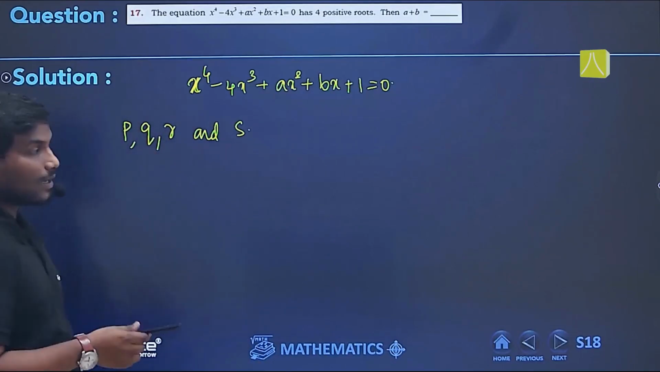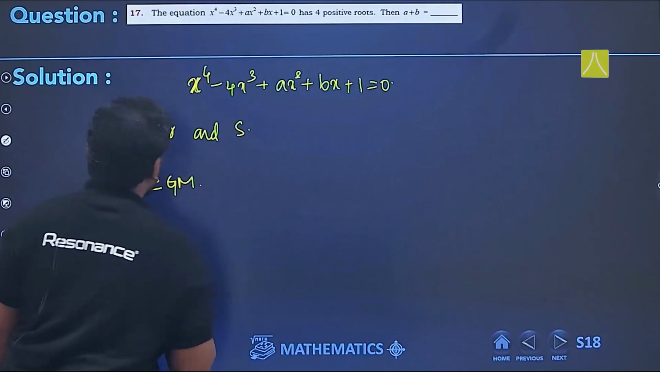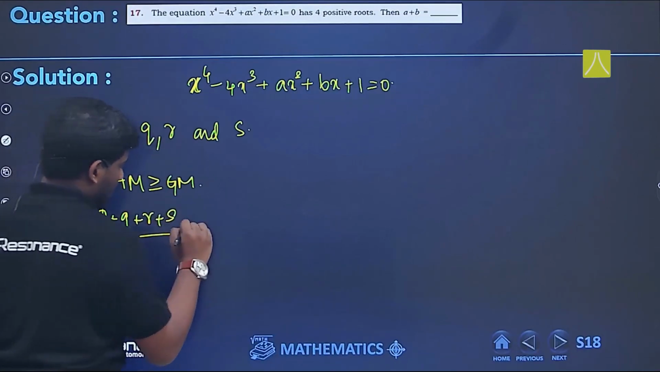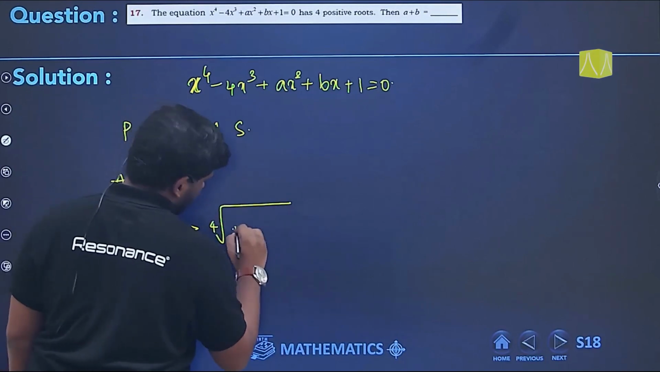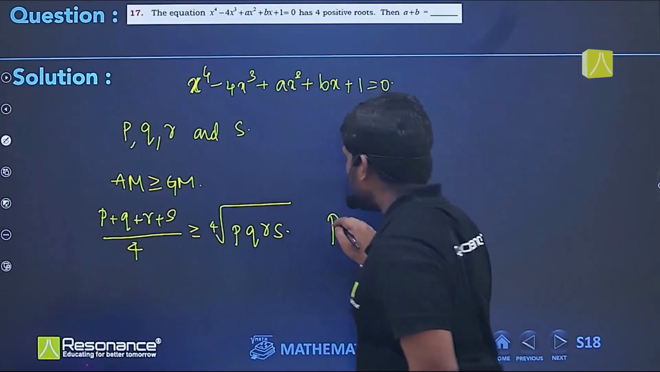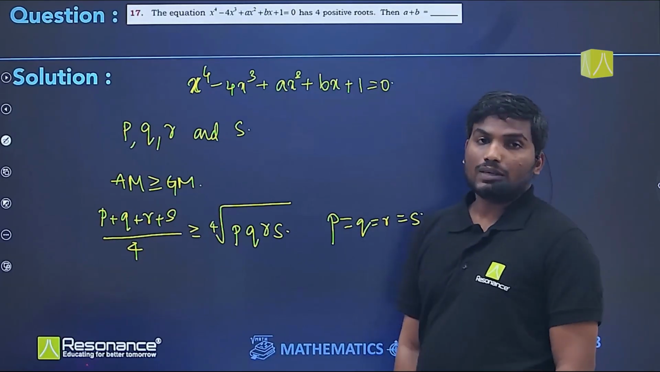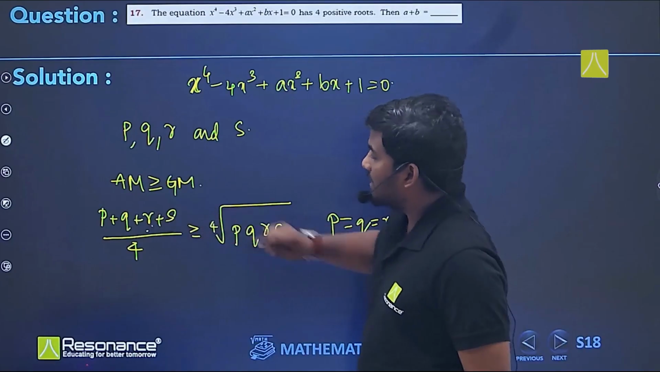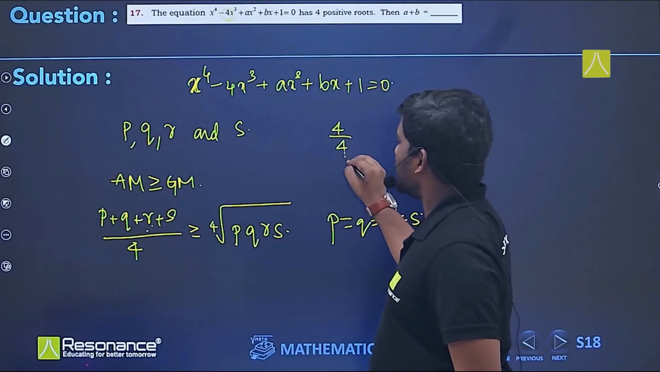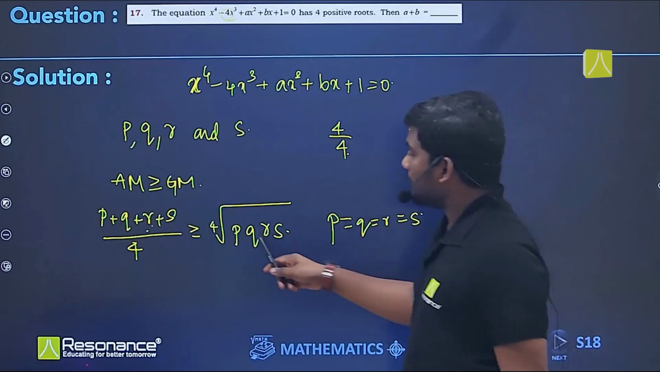Now since the roots are positive, we can apply AM greater than or equal to GM, which says (p plus q plus r plus s) by 4 greater than or equal to 4th root of pqrs, and the equality only obtains when p equal to q equal to r equal to s. Now p plus q plus r plus s is the sum of the roots, so that's 4.